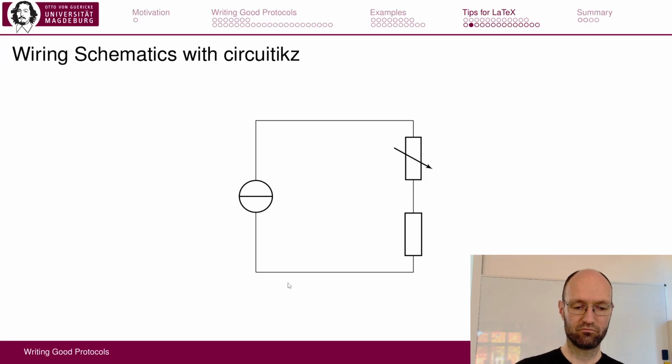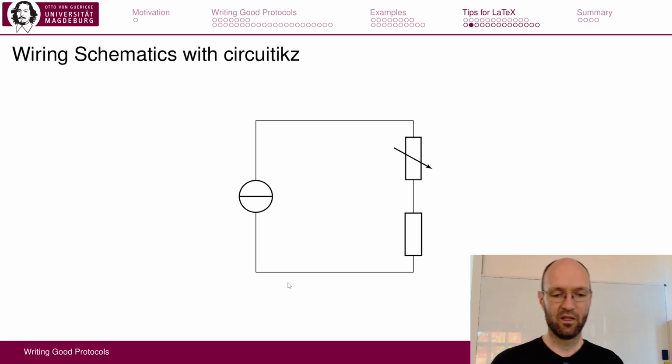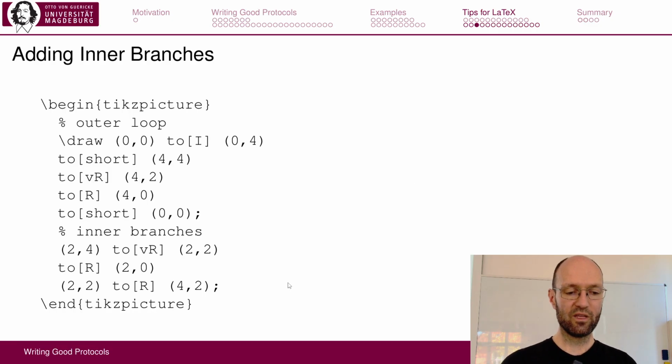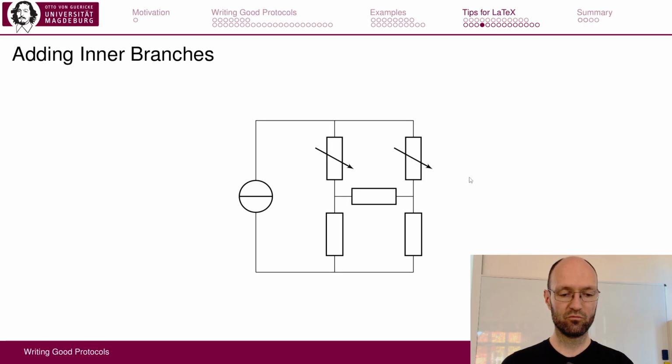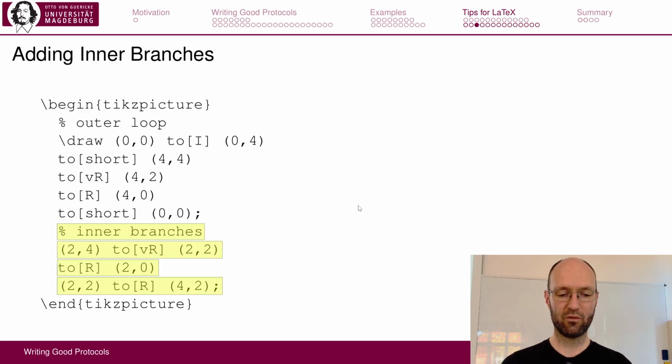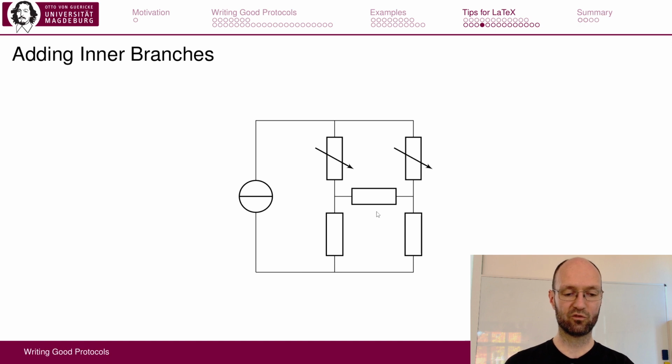And so this is also then what comes out here in the LaTeX example, right? And then we can do a bit more stuff. We can add these inner branches as it's written here. So they would create the other 3 elements, right? Another variable resistor, another resistor to the bottom, and then a resistor from the center to the right. So we have these 3 elements.